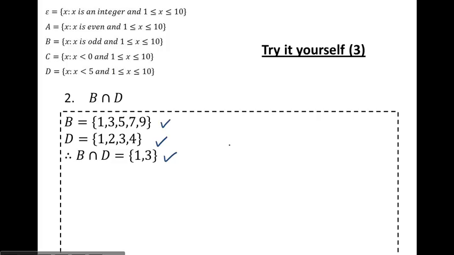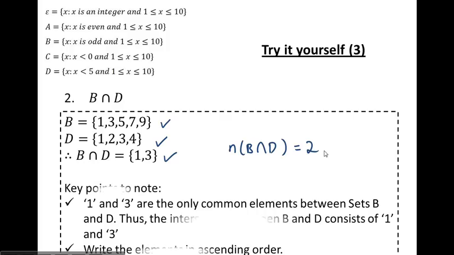So if I were to ask you, what is the number of elements for B intersect D? Your answer will be 2, because there are 2 common elements. Okay, so key points to take note. You'll find that 1 and 3 are the common elements between set B and set D. And same thing, write the elements in ascending order.